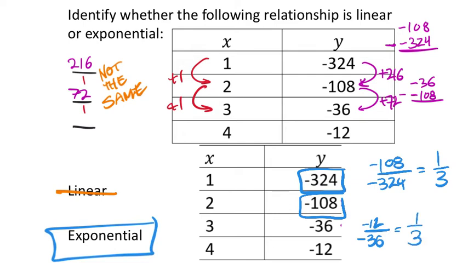So that means that if you were to take that negative 324 and multiply it by 1/3, you'd get negative 108. If you multiply that by 1/3, you'd get negative 36. If you multiply that by 1/3, you'd get negative 12. So you see that repeated multiplication, which is why this is an exponential relationship.